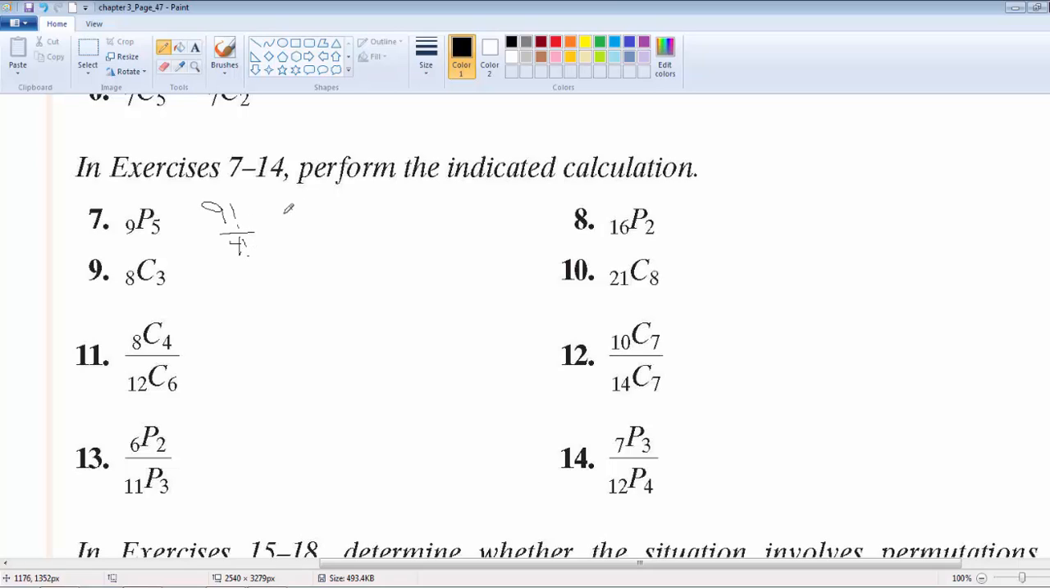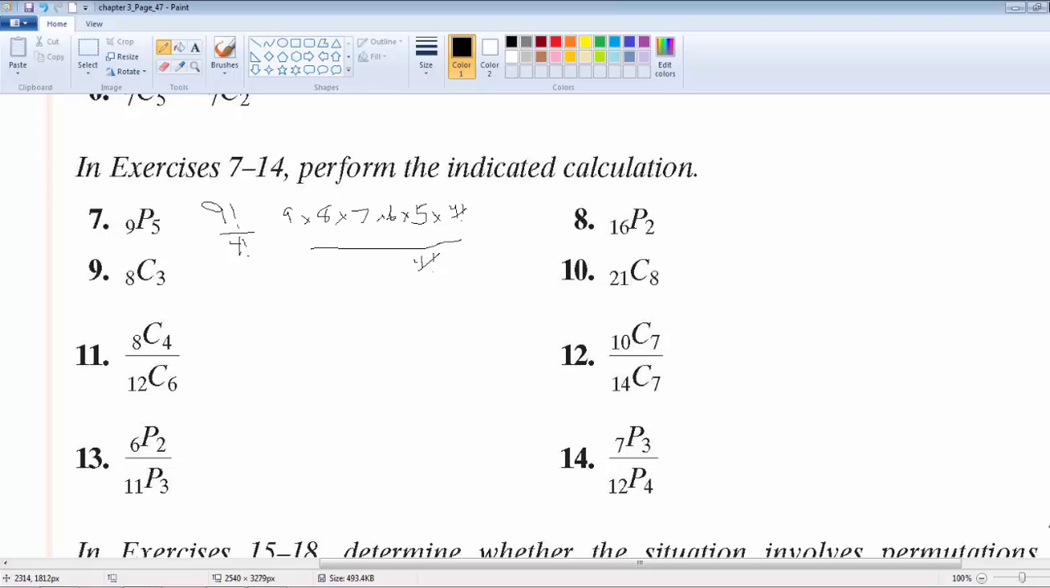Well, 9 factorial is 9 times 8 times 7 times 6 times 5 times 4 factorial. Running with a mouse is never easy. I can divide this whole thing by 4 factorial. The 4 factorials, of course, cancel out, and I'm left with 9 times 8 times 7 times 6 times 5.